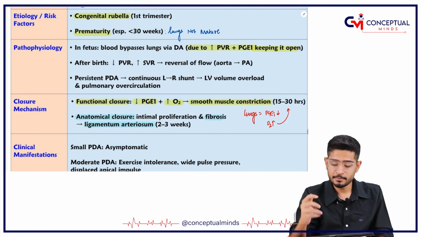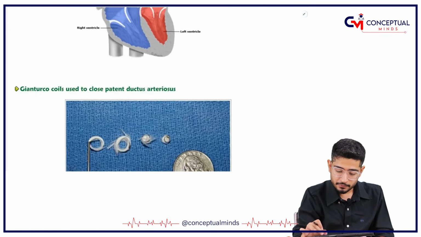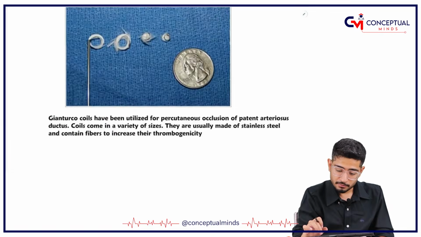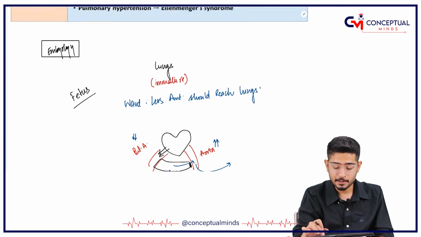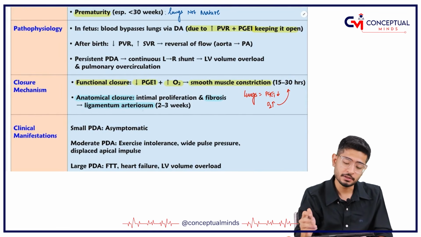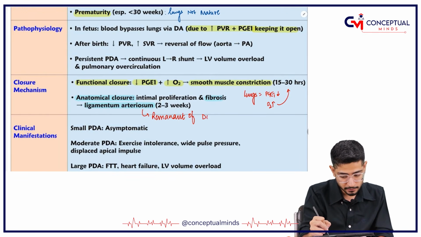This remains as a ligament. There is actually a connection between the pulmonary artery and the aorta in us also. That is called the ligamentum arteriosum. It's actually a remnant of the ductus arteriosus.